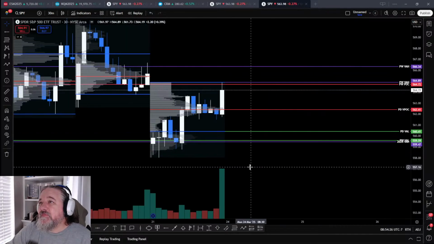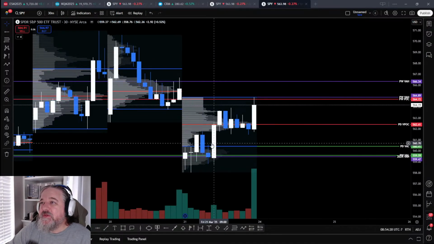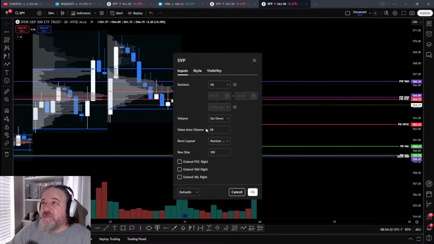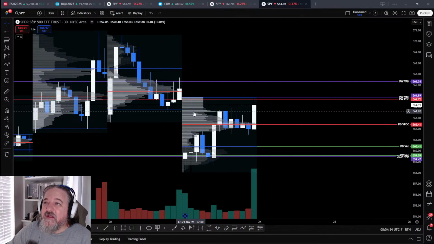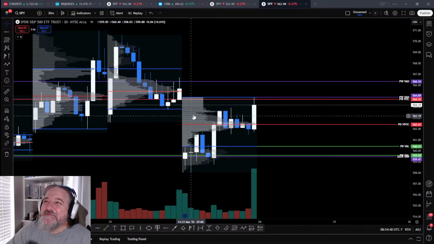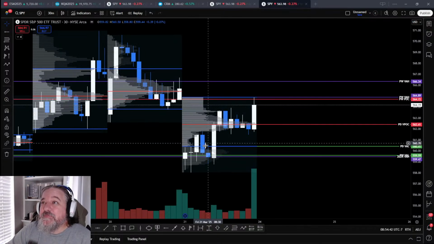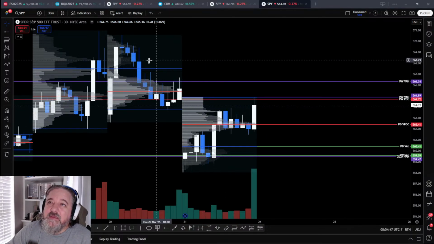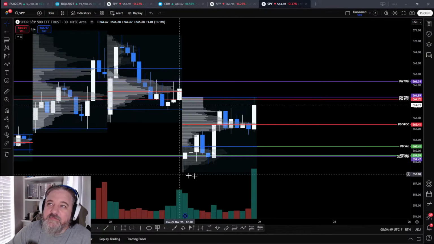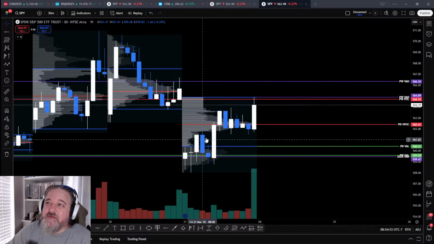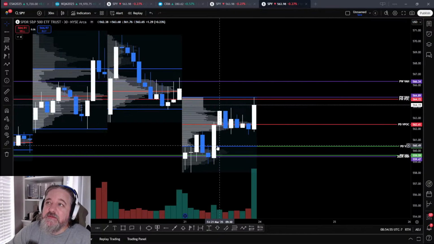So again, volume profile, what we're mostly looking at is the 68% of the volume that's traded on a given time period, depending on what that range is. It could be a previous day, previous week, previous month, so on and so forth. We're looking for where 68% of the largest amount of volume was traded.